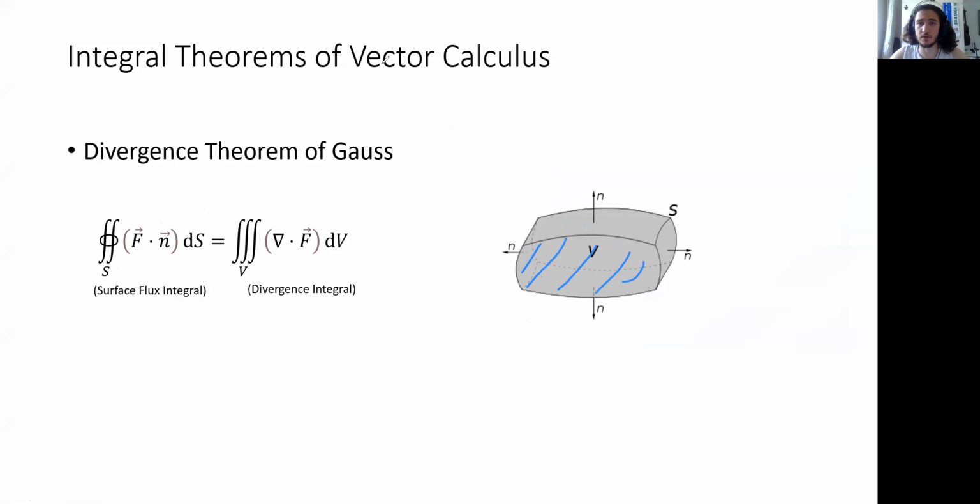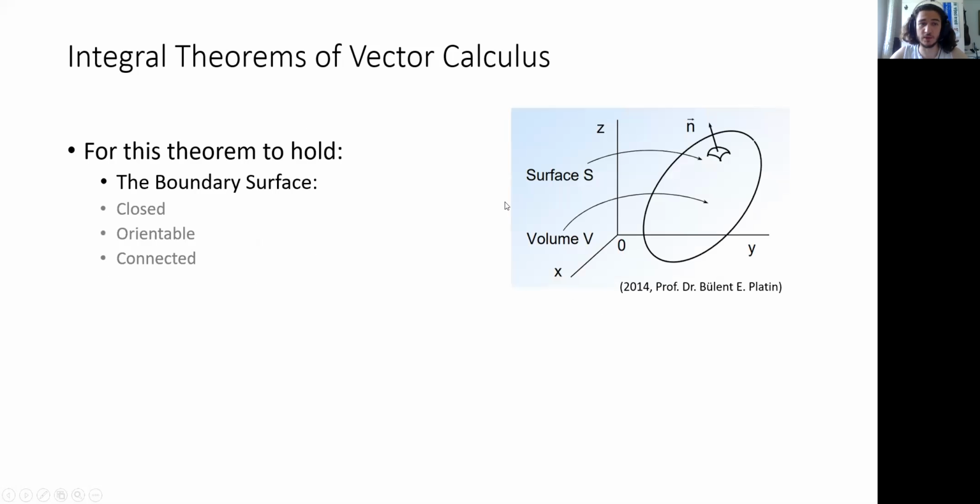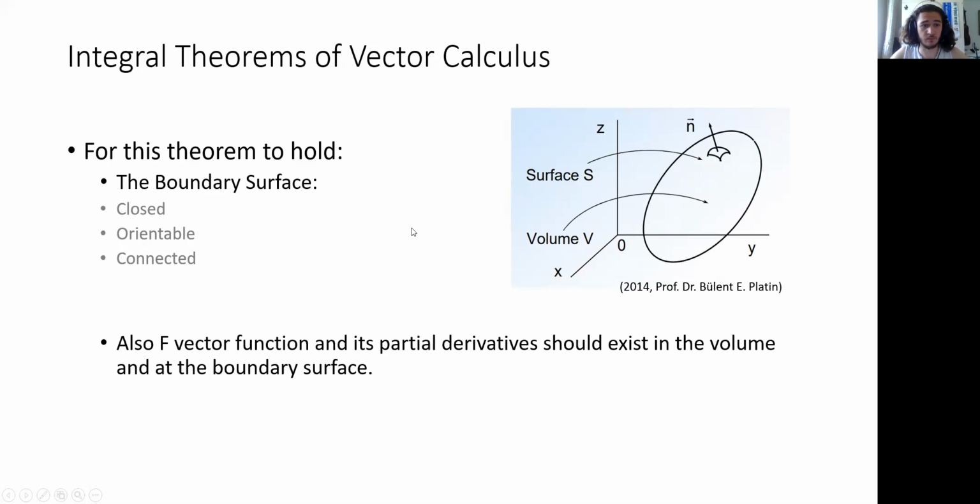Can we do that on every volume? Unfortunately, no, again. For this theorem to hold, the boundary surface should be closed, orientable, and connected. Also, the vector F and its partial derivatives should exist in the volume and on the boundary surface.